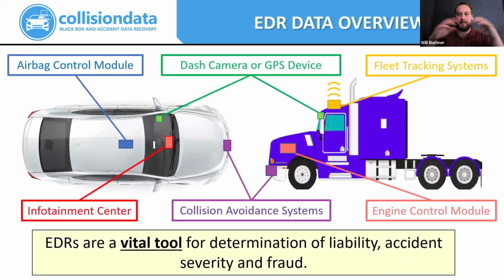So this is an EDR data overview. These are all the things we talked about. Everything on this page can be called an EDR. We talked about the spoliation letter, probably worth mentioning, dash camera, GPS individually, but all of these do fall under an event data recorder. It is something in the vehicle that records event data. And it's an incredible tool for evaluating what happened in an accident, helping you understand it.